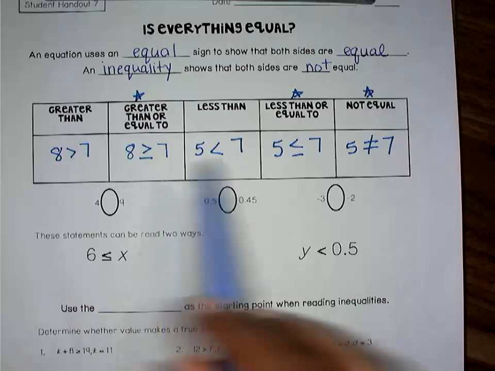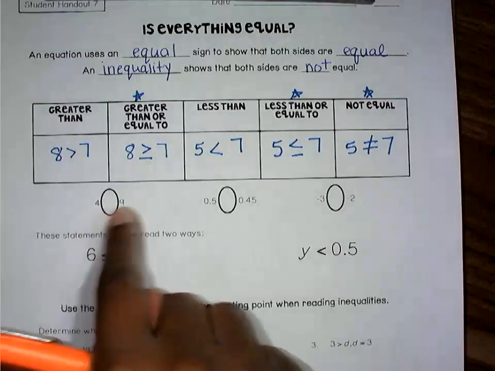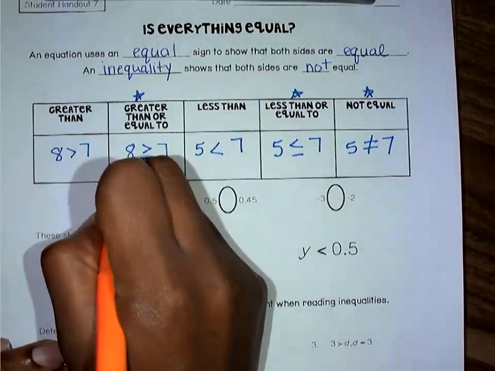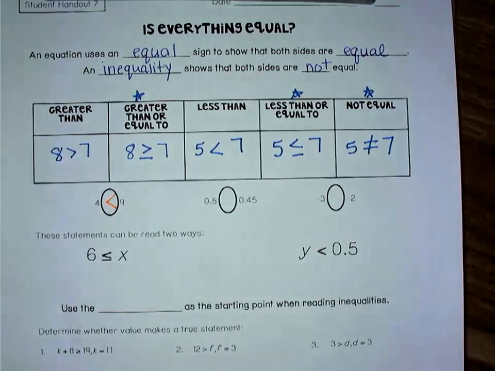So those three at the top are the only new ones. It's basically the same sign with the line under it. And when it's not equal, it's an equal sign with a slash in it. All right, so let's do the ones right here. And our next one, 4 and 9. 4 is less than 9. Nothing too simple. Nothing too hard.